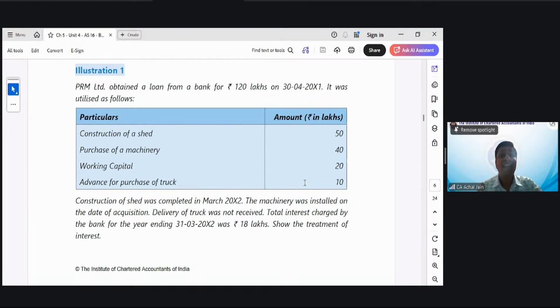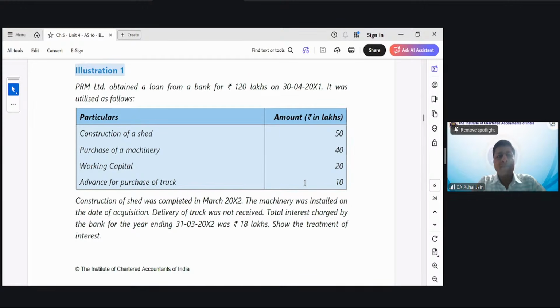But suppose you were to capitalize that, when there's a qualifying asset, that is where you need to understand. When do you start the capitalization? How much amount will you capitalize? When do you stop this exercise? So that's why our focus area is going to be the capitalization of the borrowing cost. Clear? So I think we can look at this small example.